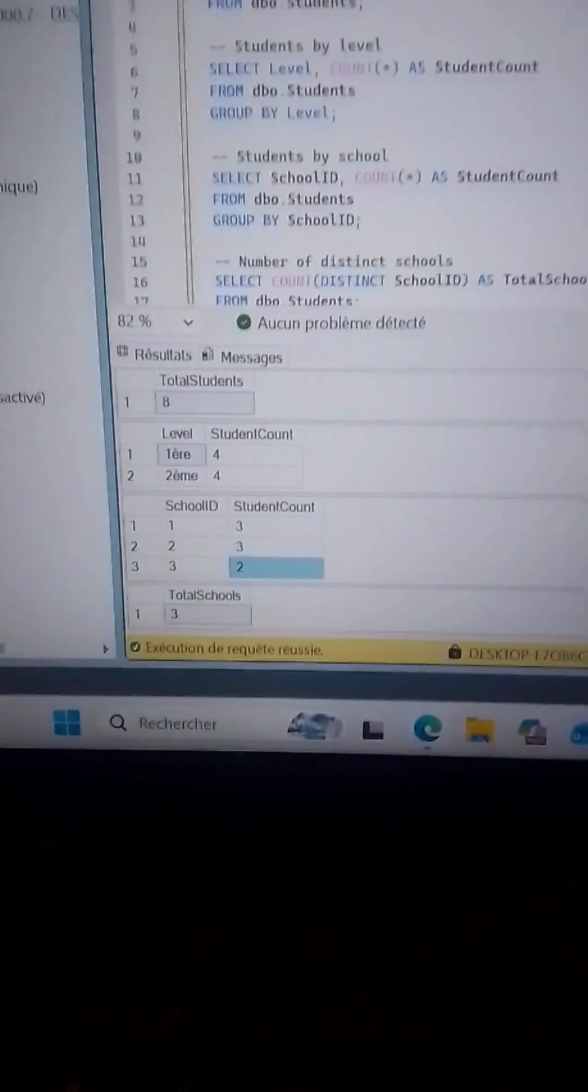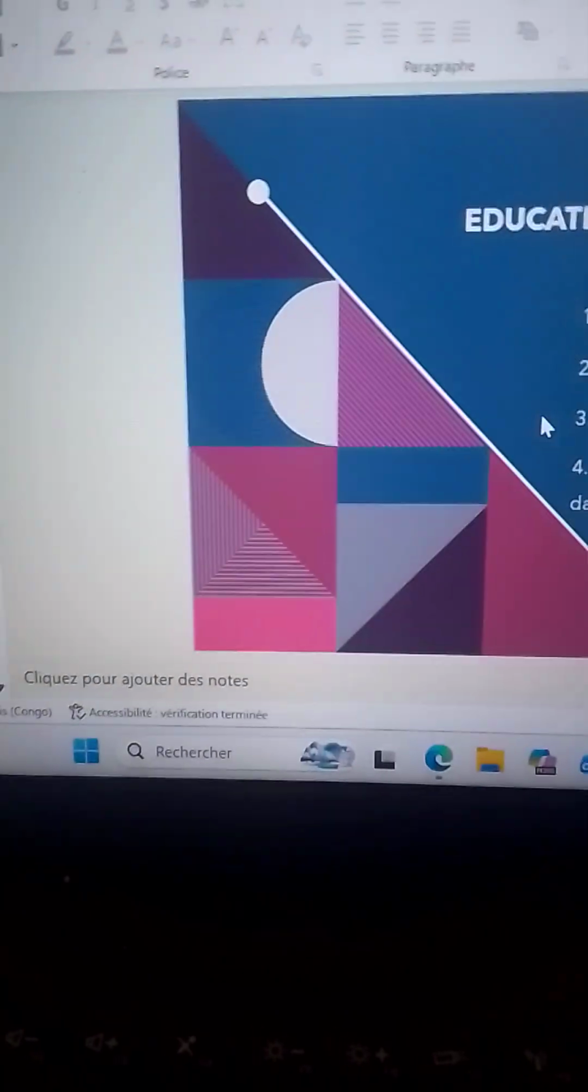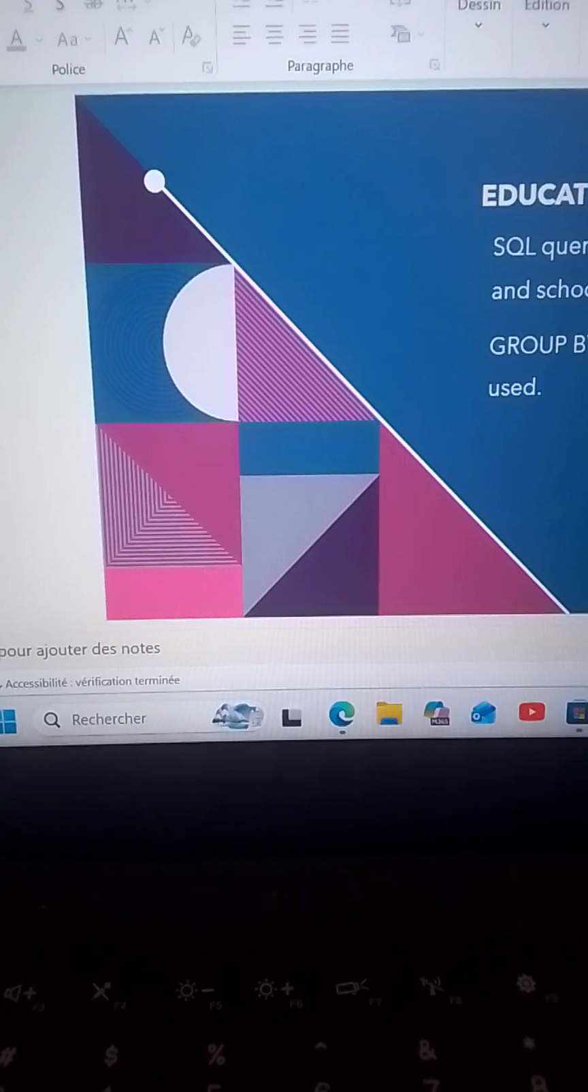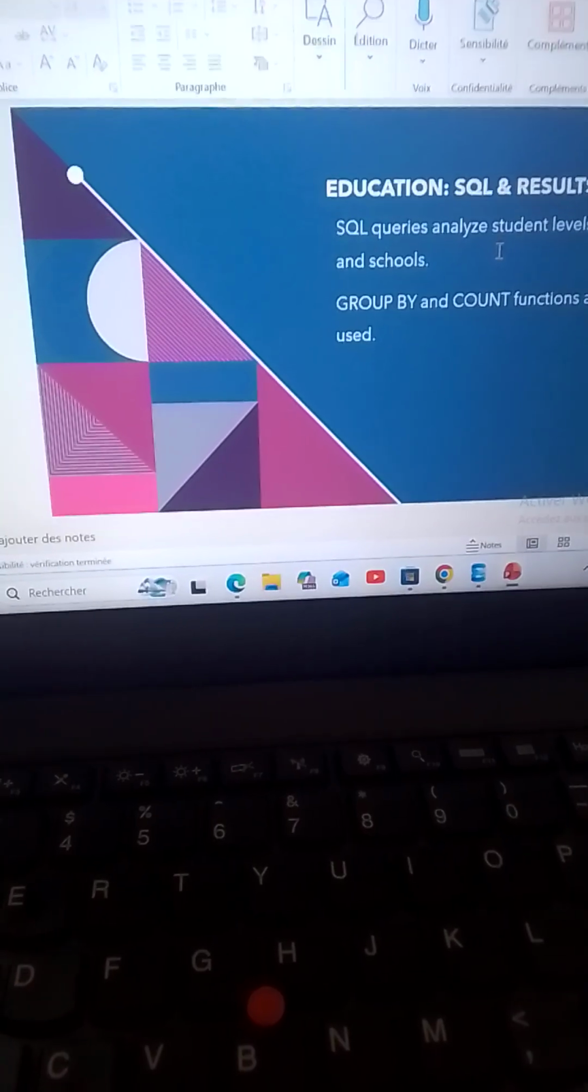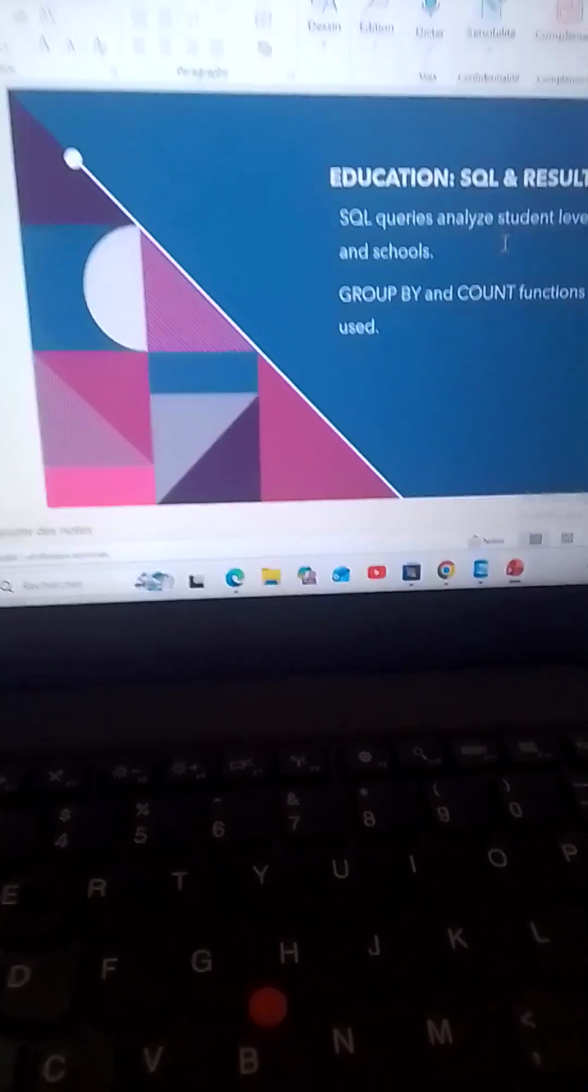So, let's go to the education SQL result. I use SQL queries to group education by level and by school. I will now run the SQL query in SSMS. And this is the SSMS I used. This is my code, and this is the answer I used to answer this question.